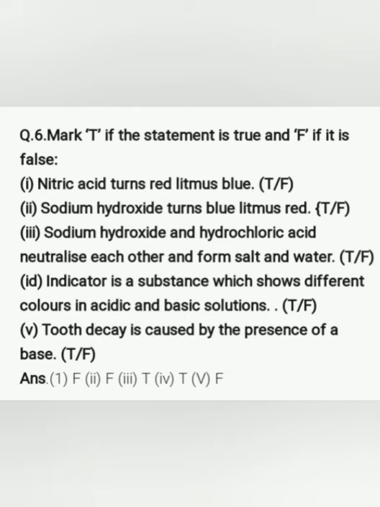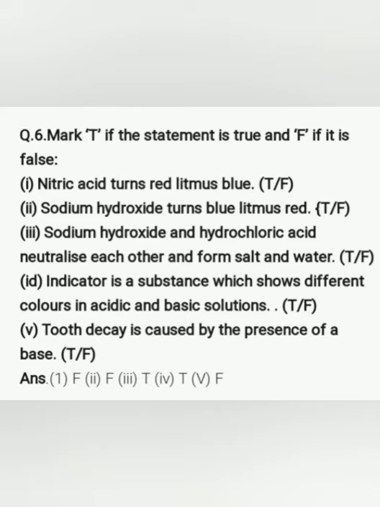The answer is false. Why? Because you know very well, in acid litmus paper gives red color. So the answer is false. Okay, second one: sodium hydroxide turns blue litmus red. Is it true or false? It is false. Why? Because sodium hydroxide is a base, and in a base litmus paper gives blue color. So the answer is false.